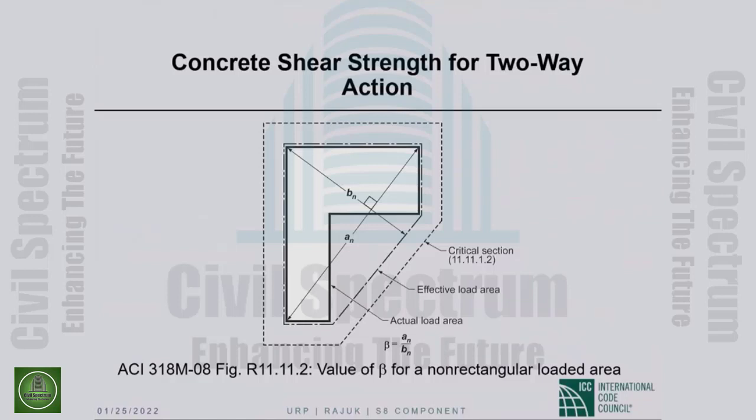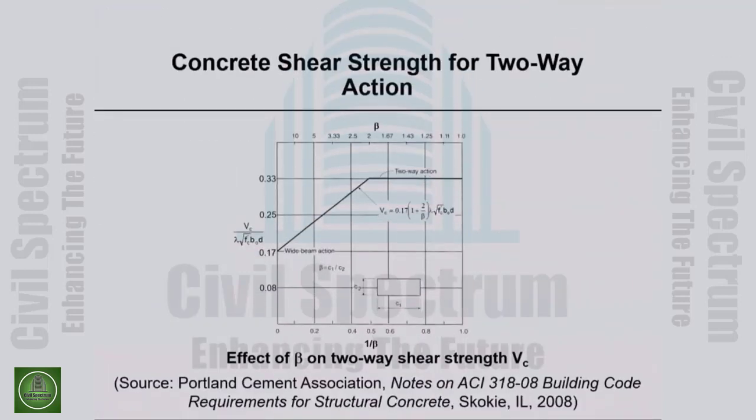Okay. Now, the long side to short side ratio for a rectangular column, it is quite simple. But if you have a column of this kind of a shape, then the long side to short side ratio is not simple. Anyway, this picture gives you an idea as to how to figure out the long to short side ratio for column shapes that are not all that terribly conventional. Okay.